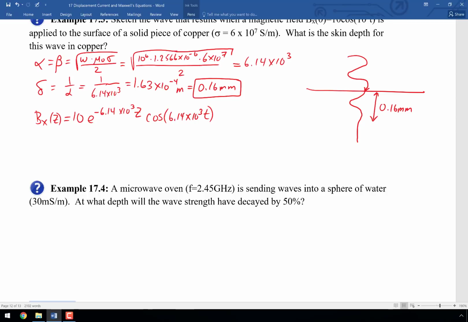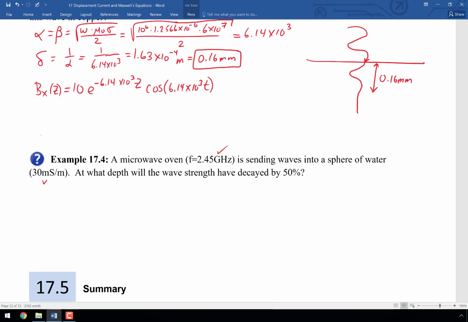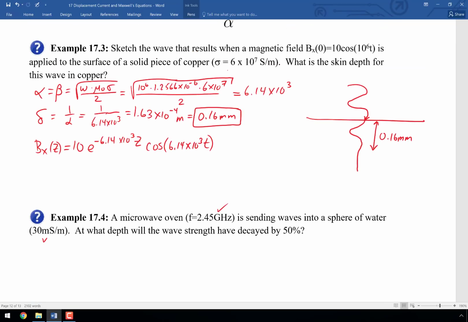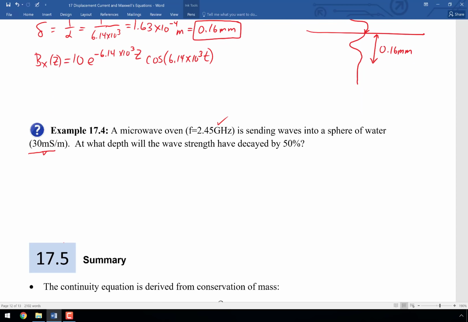Here's a really interesting example that has a very practical application. We have a microwave oven sending waves into a sphere of water. So I'm imagining that somehow I've got a sphere of water sitting in the middle of my microwave oven, and here's the frequency of a microwave oven, and here is the conductivity of tap water, about 30 millisiemens per meter. Notice how much lower that is compared to 60 million siemens per meter for copper. Down here we have 30/1000ths of a Siemens per meter. So the conductivity of tap water is much, much, much less than that of copper, but nonetheless it is still a conductor, and so we can study the strength here.